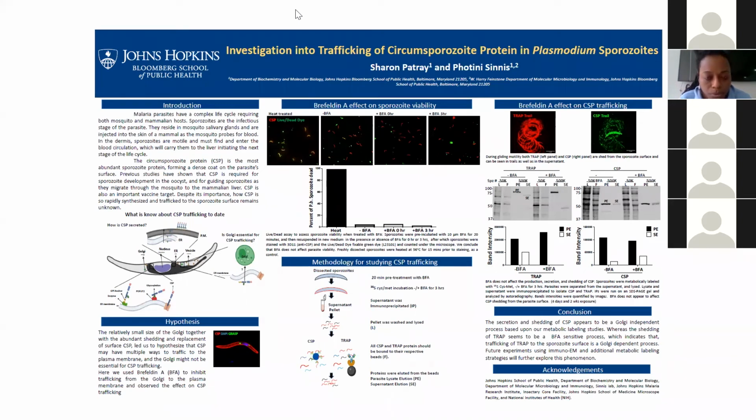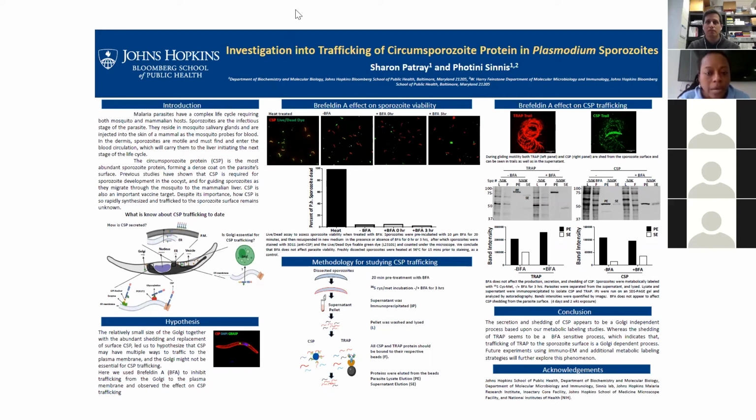After we were confident that brefeldin A wasn't killing these parasites after 3 hours of treatment, we did a pulse to look at newly synthesized CSP over a 3-hour period in the presence and absence of brefeldin A. After that pulse, we separated the shed content in the supernatant from the parasite pellet. The parasite pellet was then washed and lysed, and both the shed supernatant and the parasite lysate were IP'd for CSP and TRAP.